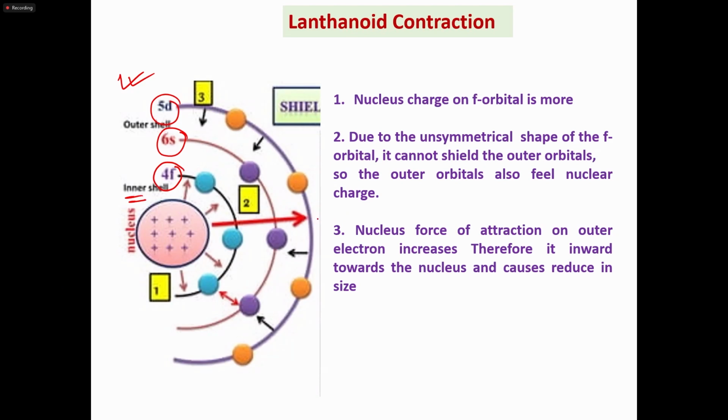Now the size depends on the attraction between the electrons and the nucleus. Suppose this is one electron and this is the nucleus. The size depends on how much attraction is present. When the attraction is greater, the electrons will be closer to the nucleus, and the size will decrease. Now we are talking about the lanthanide contraction.